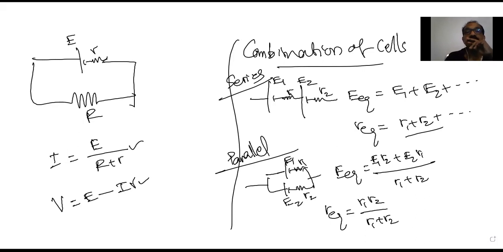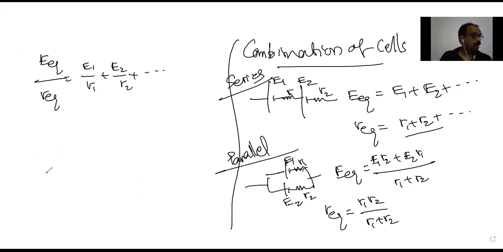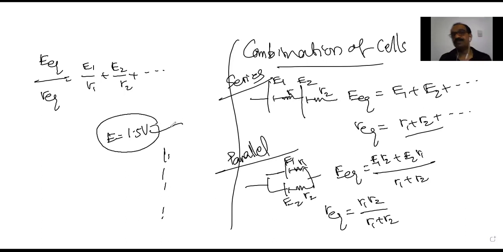But if many cells are connected in parallel, there is an equation to memorize for many cells. The corresponding equation is, memorize this equation, E equivalent by r equivalent is equal to E1 by r1 plus E2 by r2 plus E3 by r3, like that. But an important aspect to understand is, even if many identical cells are connected in parallel, suppose for example 1.5 volt is the EMF of one cell, and 10 cells you are connecting in parallel, remember, the overall EMF will be only 1.5 volt. That is, the overall EMF will only be that of one single cell.